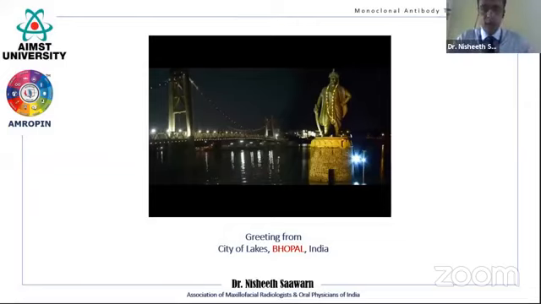I hope my screen is seen on the page. It is live. I welcome you all and extend my heartfelt greetings from the city of lakes, Bhopal. Bhopal is the capital city of Madhya Pradesh province of India. It is voted the cleanest capital of India and the second cleanest city in the entire country. This statue is of Raja Bhoj, who was the grandson of legendary King Vikramaditya, and he is the one who established the city. I work here in Baba University, Bhopal. So greetings from Bhopal.